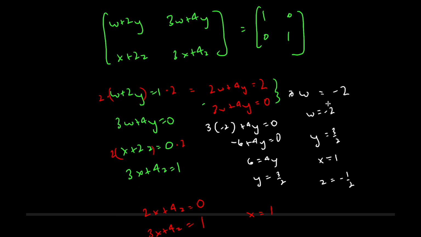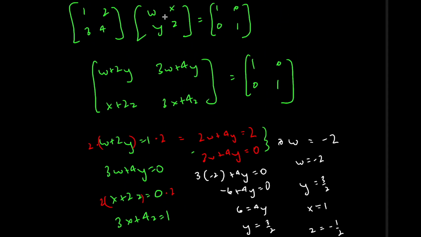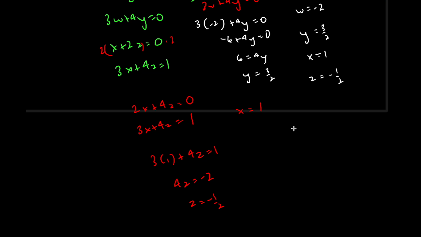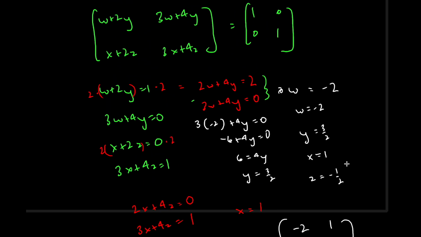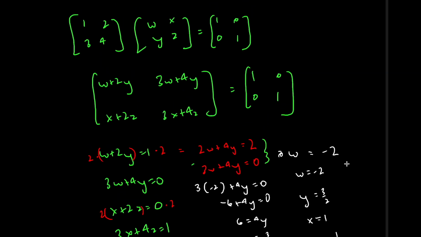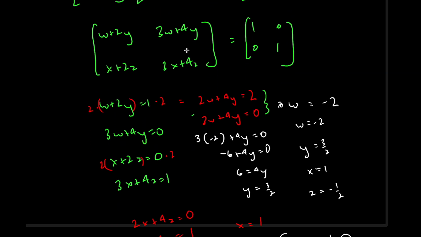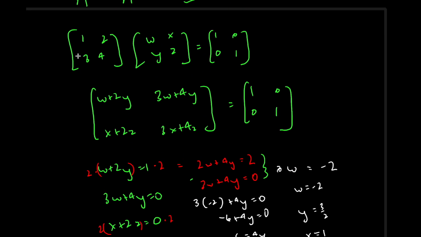Meaning the inverse matrix would just be W, X, Y, and Z. Okay, well, does that really help us? What can we see from this? Well, I see something. This is actually really hard to spot, but what's the determinant of this matrix right here?